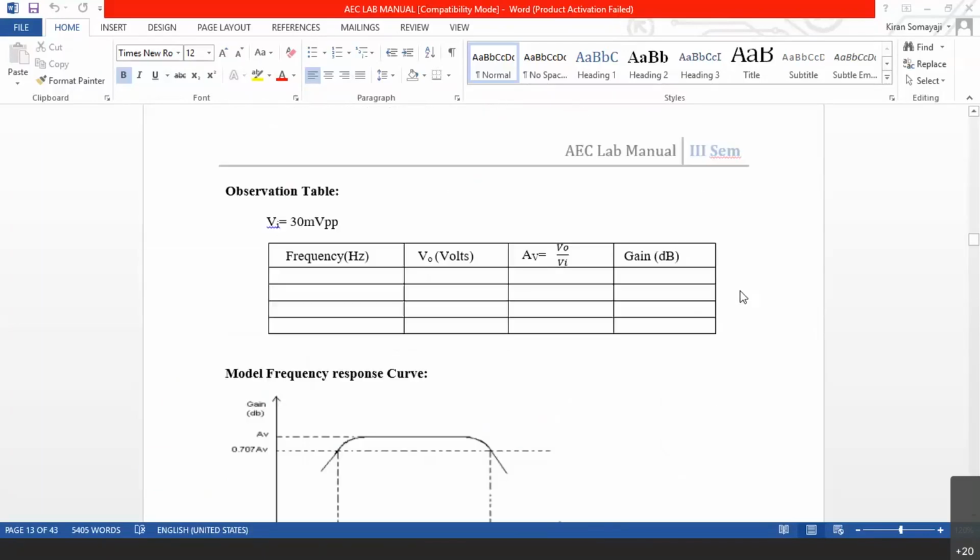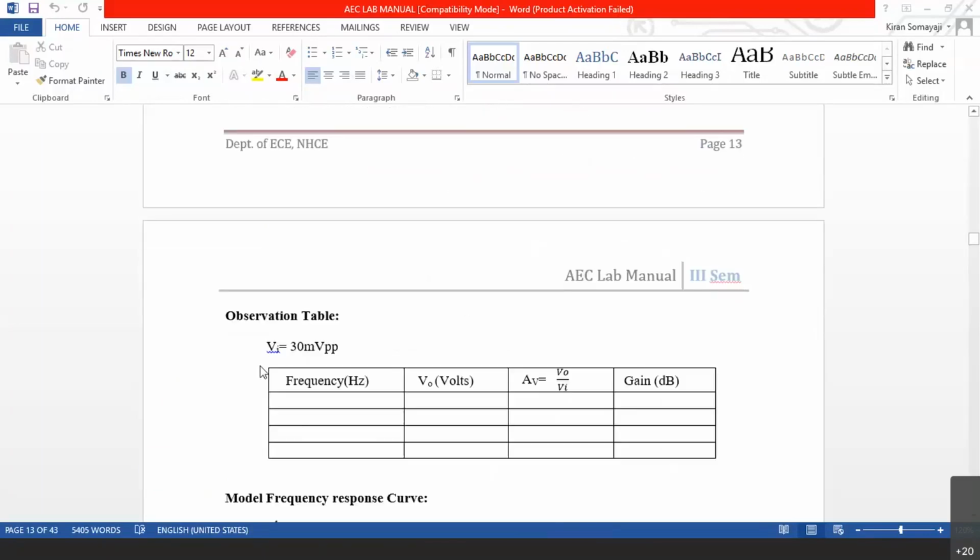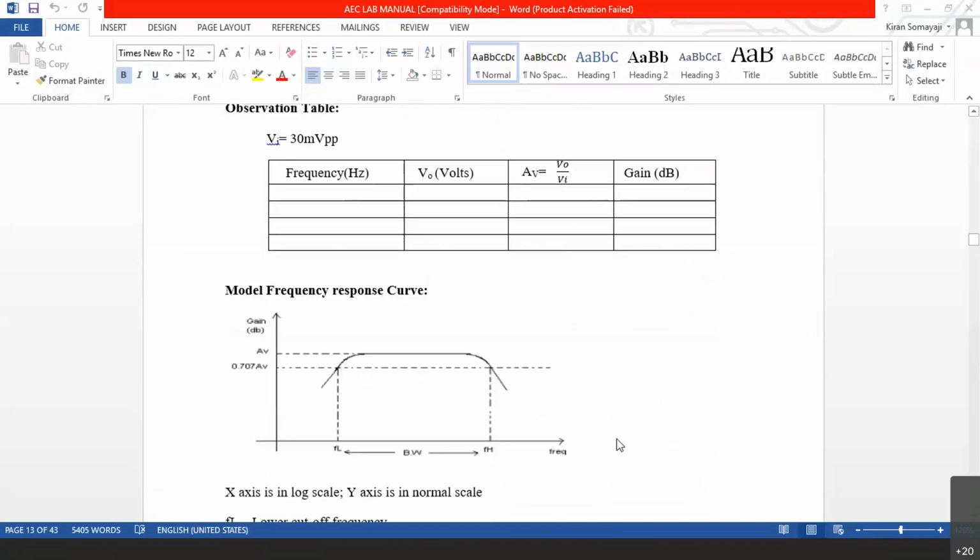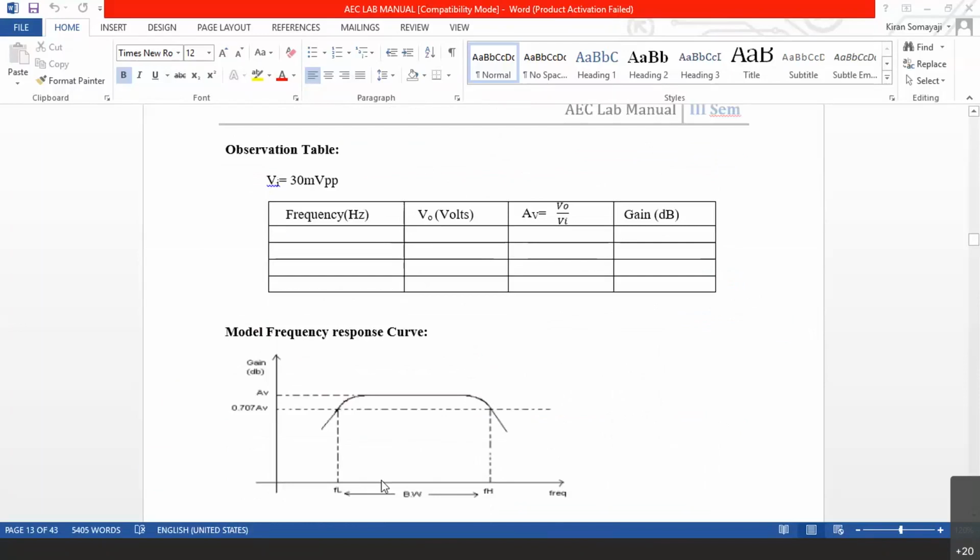I have told you the procedure. This is the observation table. VI, here they have given 30 millivolts peak to peak. You can keep it at 10 millivolts also. When you come to the lab, we will tell you exactly what the amplitude is. Frequency in hertz, V0 in volts, AV equals V0 by VI, gain in dB. So this tabular column you are going to fill. After this, you will have this particular graph which you are going to plot. X-axis is frequency, on a semilog graph sheet, and y-axis is gain.